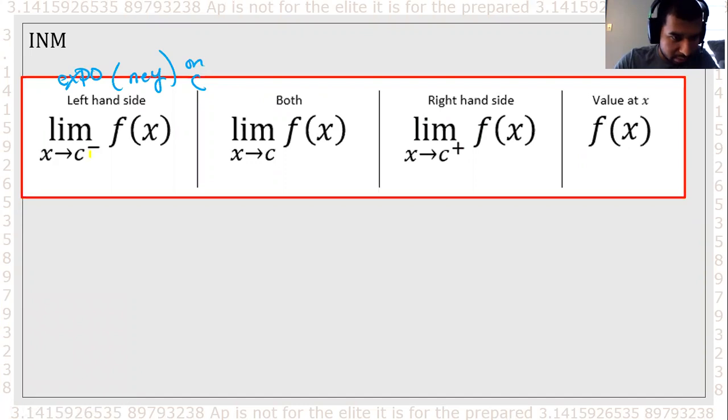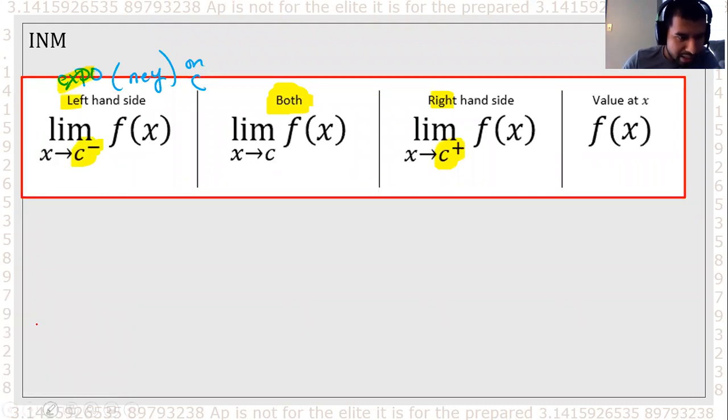So it has a little minus sign on the exponent for the left. On the right, it has a positive sign on the C. If it doesn't have anything, it means both sides. So you're probably wondering, what the heck does this mean? Well, it's actually not that bad.